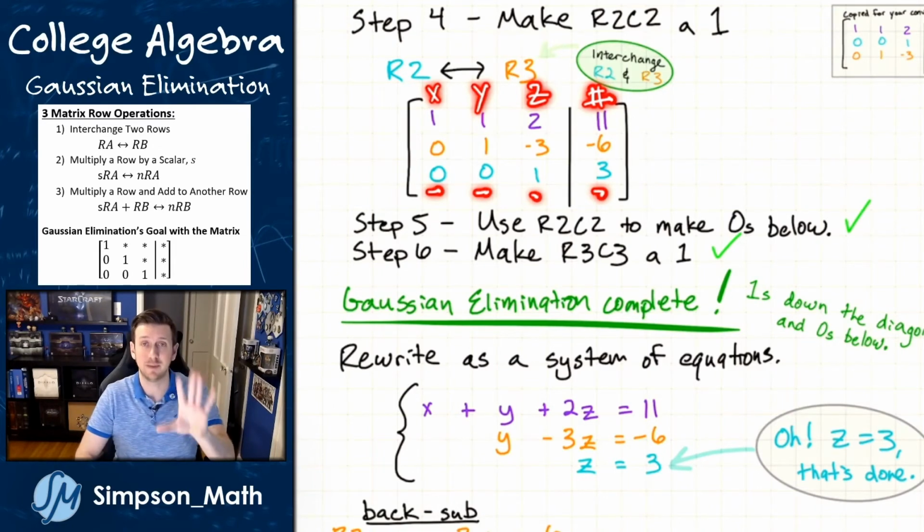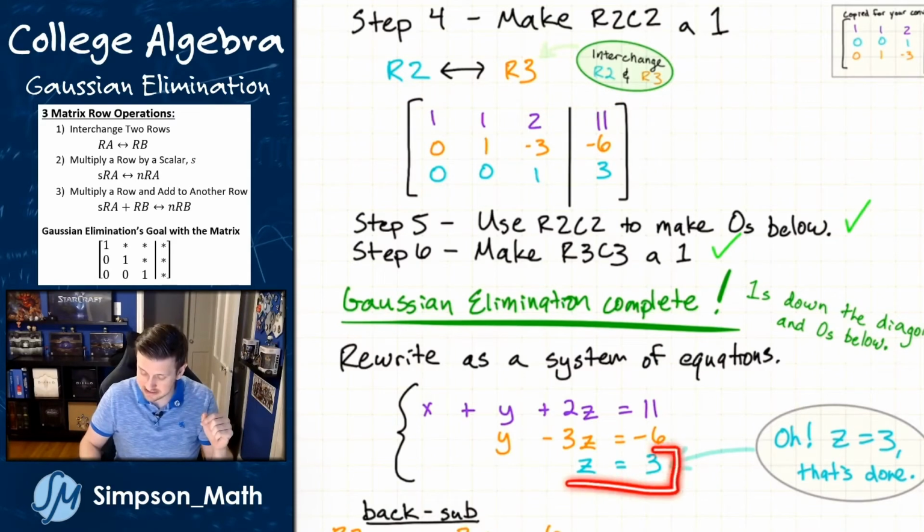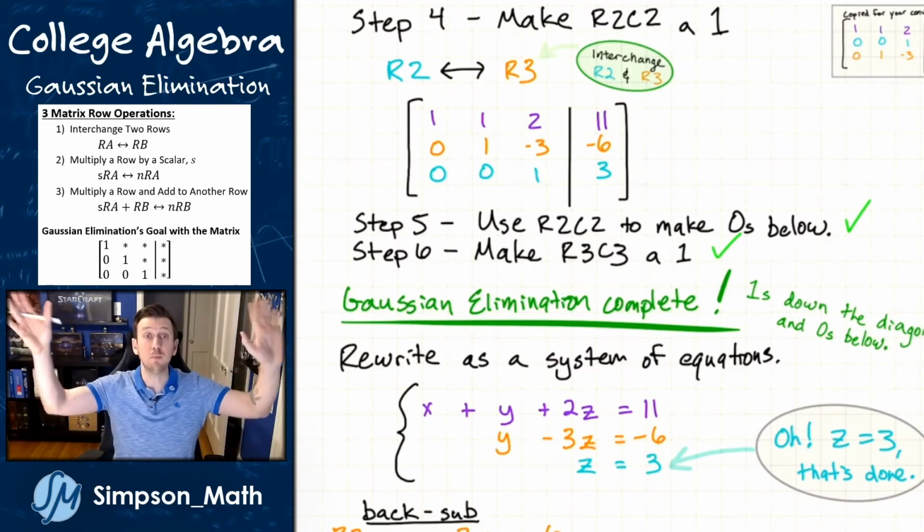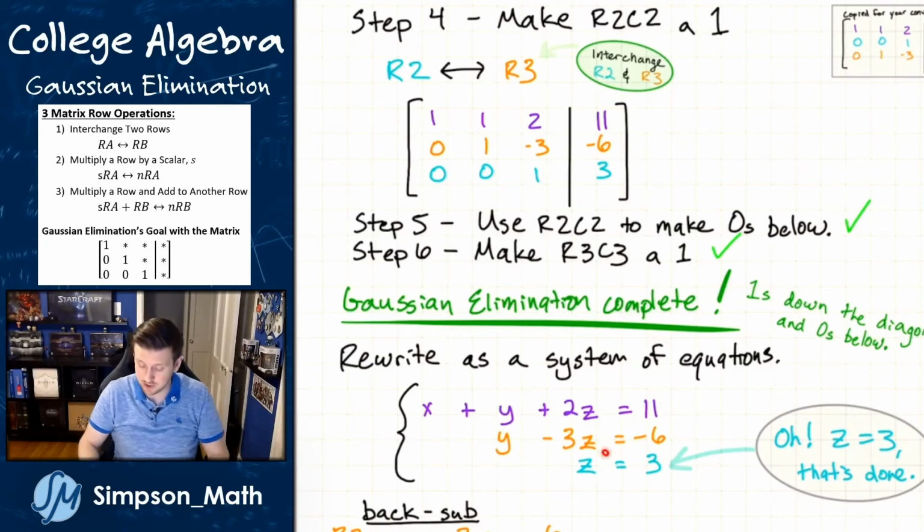This is the big deal. This one row, I'm jumping straight to it. I just found that z equals 3. So right here, this is z equals 3. This is a big, huge deal. I'm going to be able to use this z equals 3 to back substitute and find all my other values.